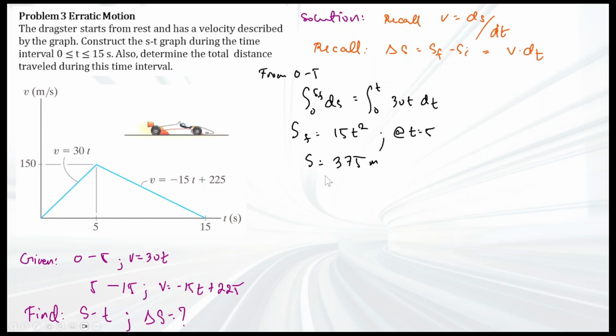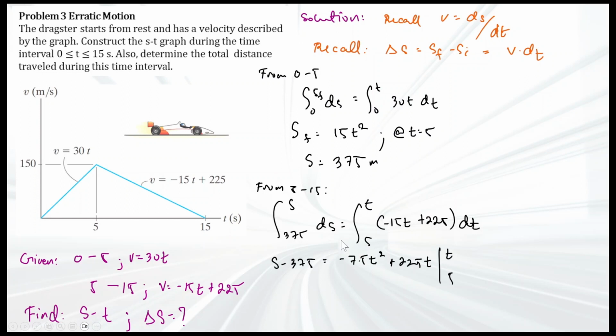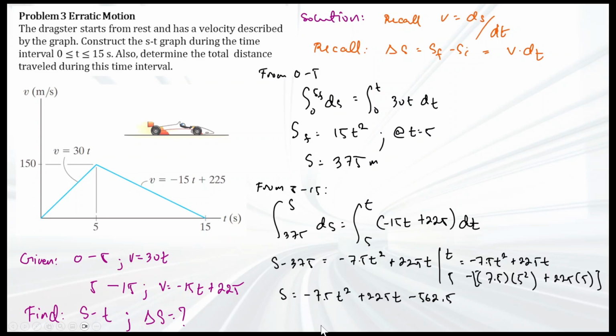Okay, next up is the 5 to 15. So here, our 375 will be our initial position, and our time here, 5 seconds, will be our initial time. So substituting the equation of the line here using the same formula, that will be negative 15t plus 225, and we will get something like this. I did the longer version here. You will get along the lines of the final position, at 5 to 15 seconds, equals negative 7.5t squared plus 225t minus 562.5. And all you have to do here is just substitute the 15 seconds, and you will have 1125 meters.